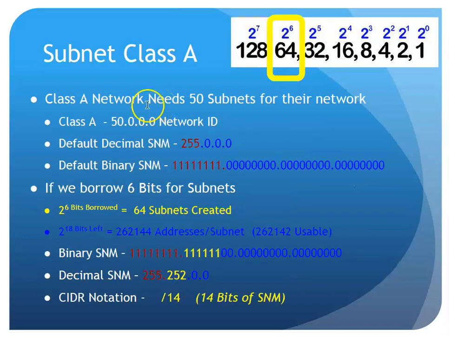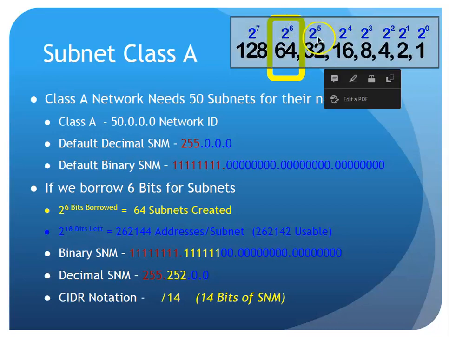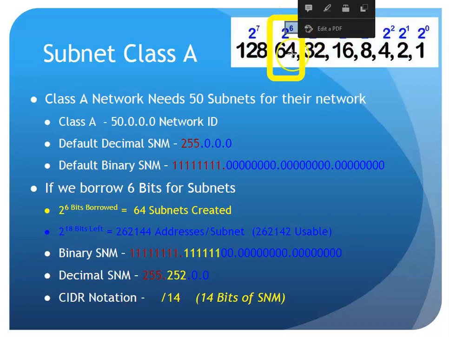We have a Class A network. They need 50 subnets. So with 50 subnets, I'm going to need to borrow 6 bits. 5 is not going to be enough. 6 bits will give you 64 subnets. We will have extra, just like extra slices of pie or cake or pizza or whatever. That's okay. That's what we're going to end up with.